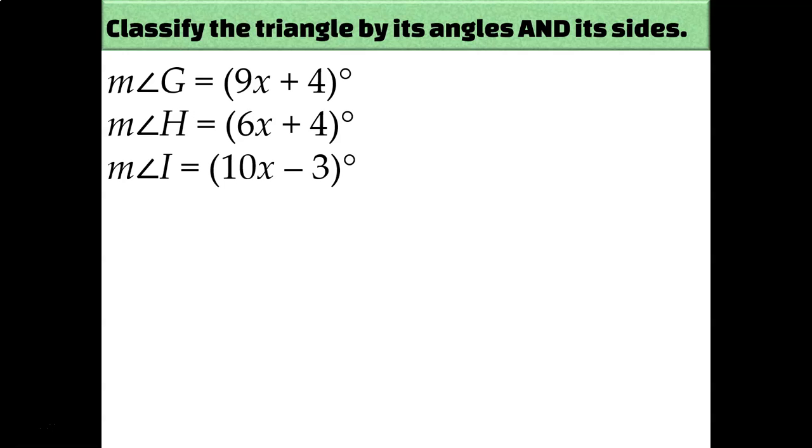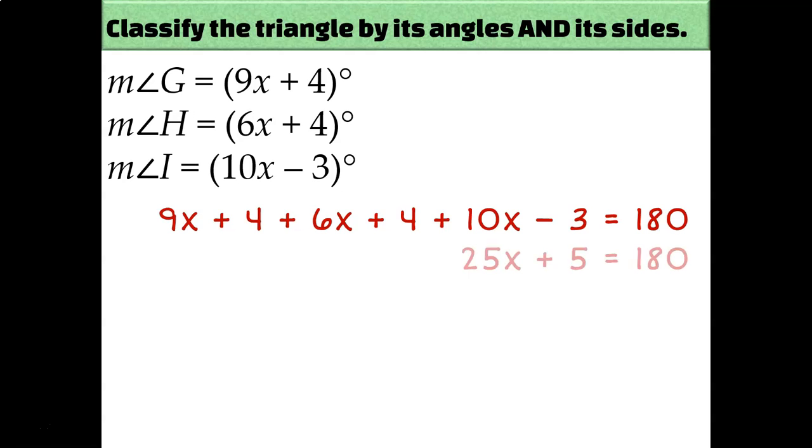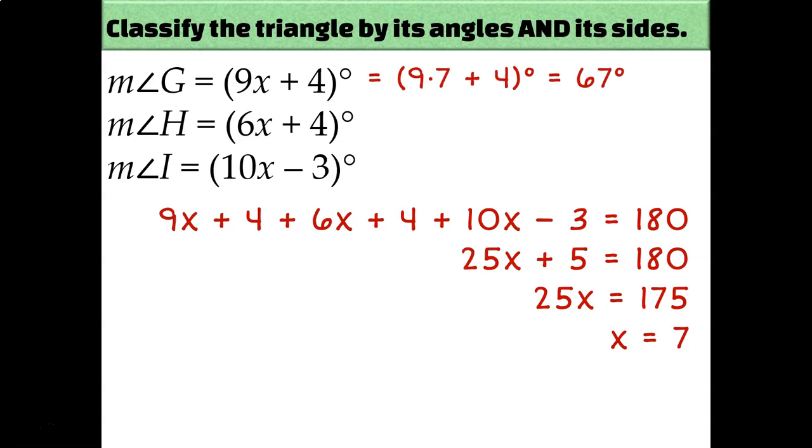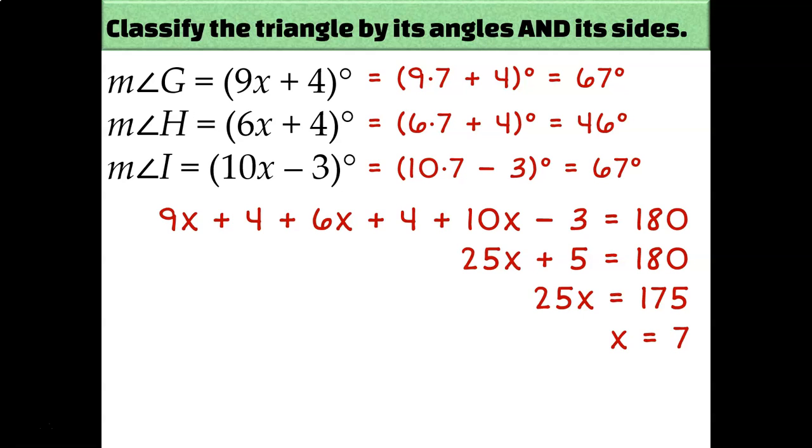Okay, let's see how we did. I'm going to add those three measurements together, combine like terms, and solve, and I get that x equals 7. So I'll take 7 and plug it in. I get degree measures of 67, 46, and 67. All three of those angle measurements are less than 90 degrees, which means it must be an acute triangle.